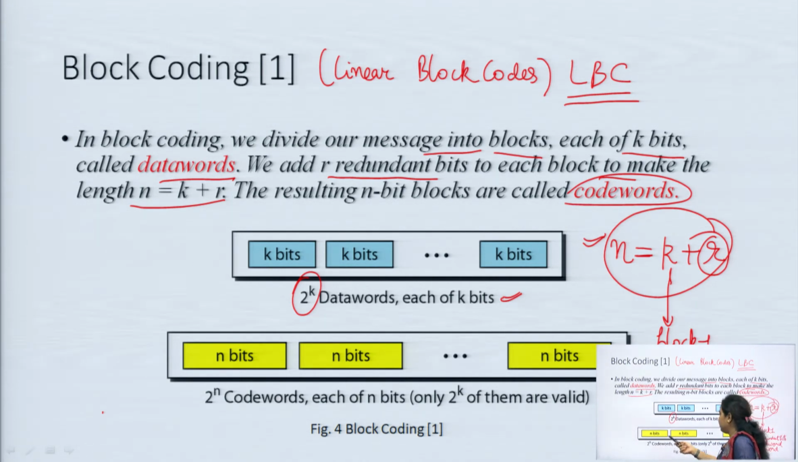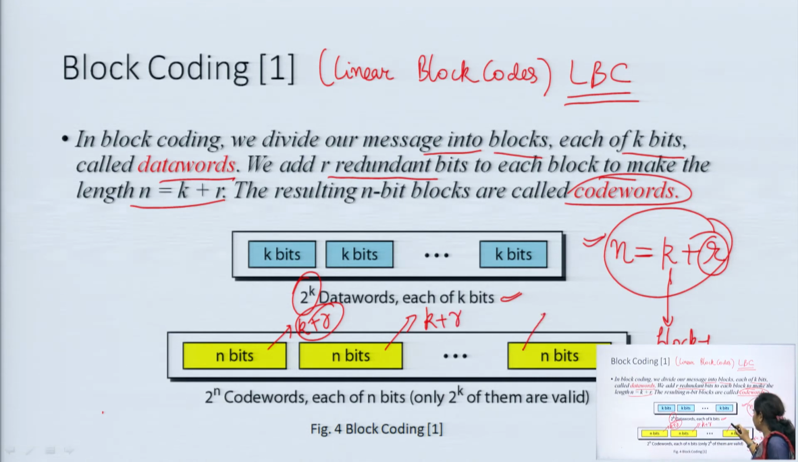Now, next will be the n number of bits, that is n is equivalent to k plus r. K plus r means data word bits plus the redundant bits. So, n is the number of bits of data that are there. How many code words are available using this combination? That will be equivalent to 2 to the power n code words. Each has n bits, and only 2 to the power k of them are valid.